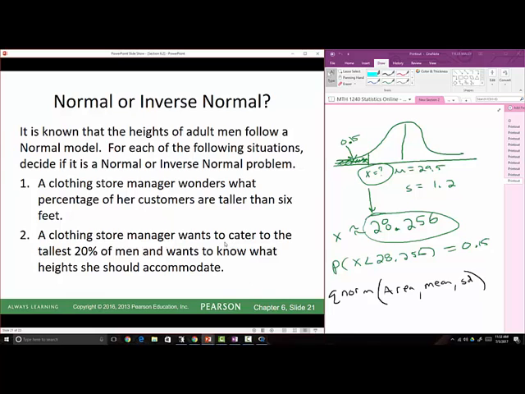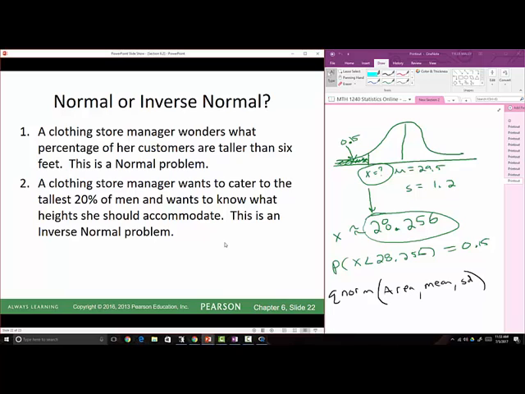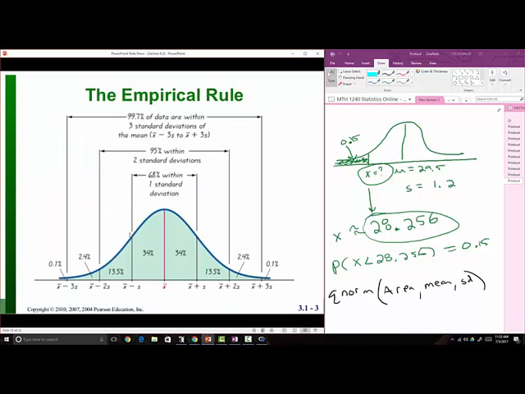So going to the next slide, I have the solutions. The first one is a normal problem. Here we're trying to find the percentage. We don't know the percentage. So if you're trying to find the percentage, that's a normal problem. Or number two, if you know the percentage and you're trying to find the corresponding x value, that's an inverse normal problem. So hopefully that helps make sense of that.